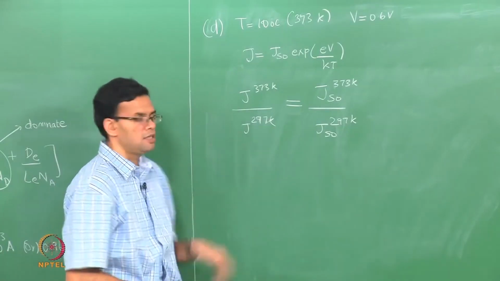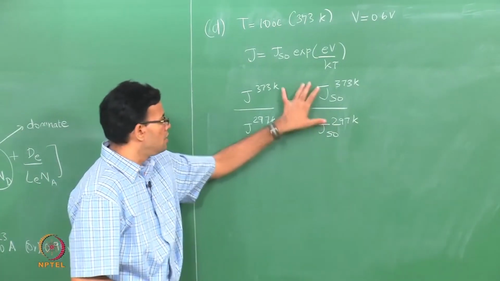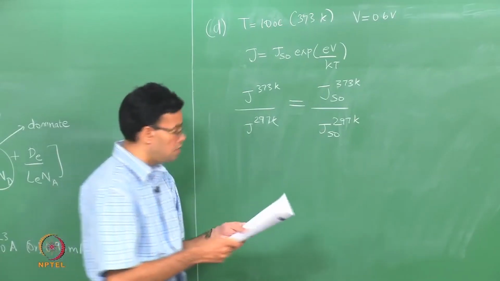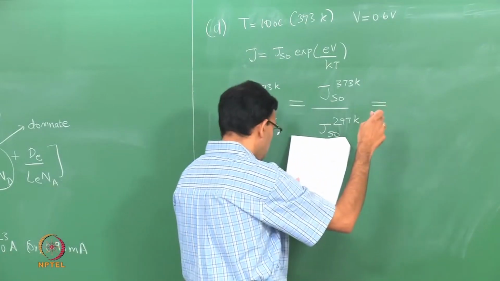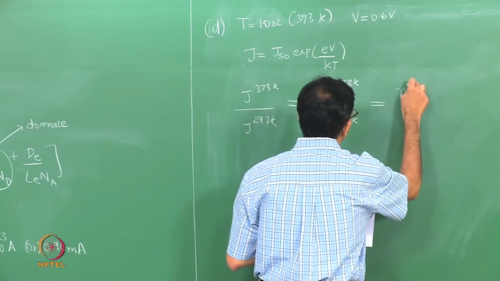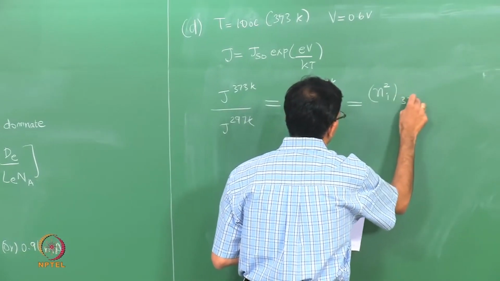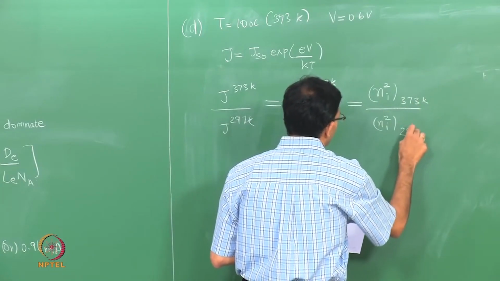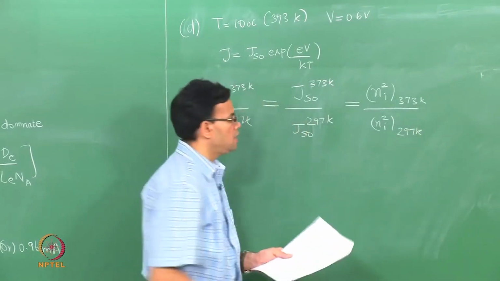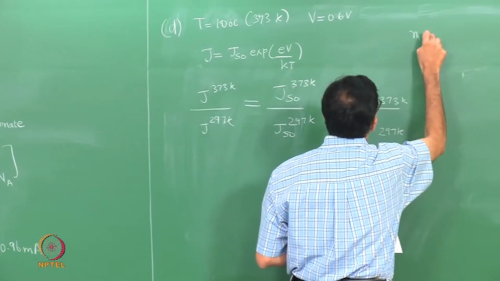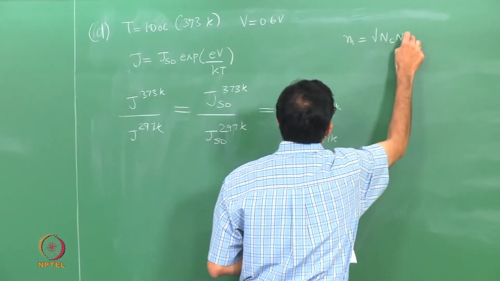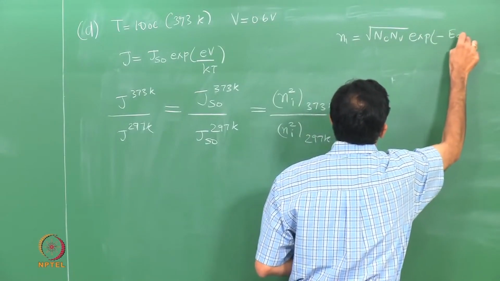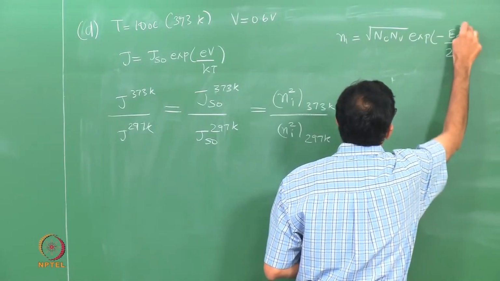So, the ratio of the currents, or the ratio of the current densities, is nothing but the ratio of the reverse saturation currents. This is directly proportional to Ni square, so this is Ni square at 373 Kelvin divided by Ni square at 297 Kelvin. Ni square is Nc Nv times exponential minus Eg over 2 kT.